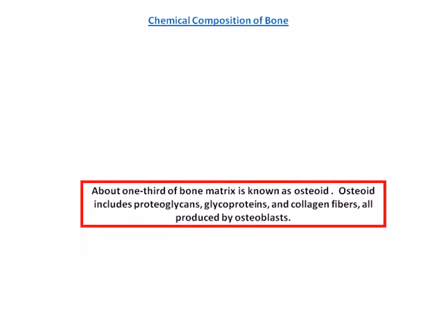About 1/3 of the bone matrix is known as osteoid. Osteoid is the organic component of the matrix. Osteoid includes proteoglycans, glycoproteins, and collagen fibers, all produced by osteoblasts.